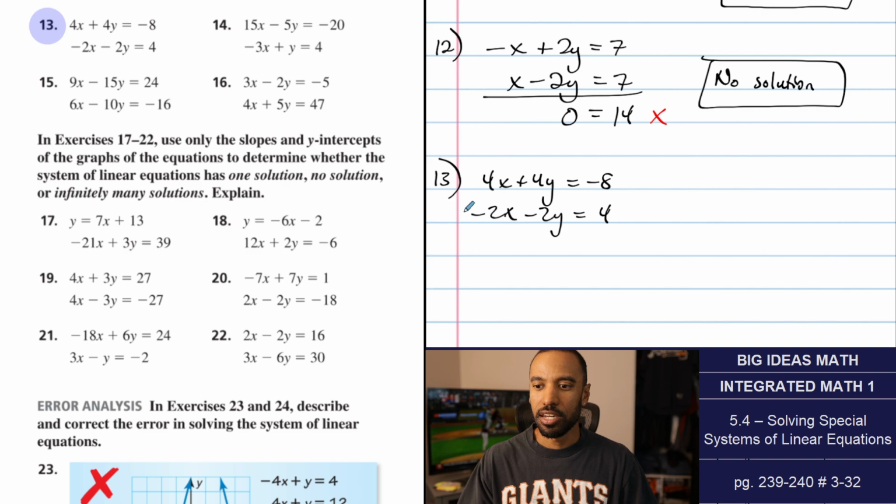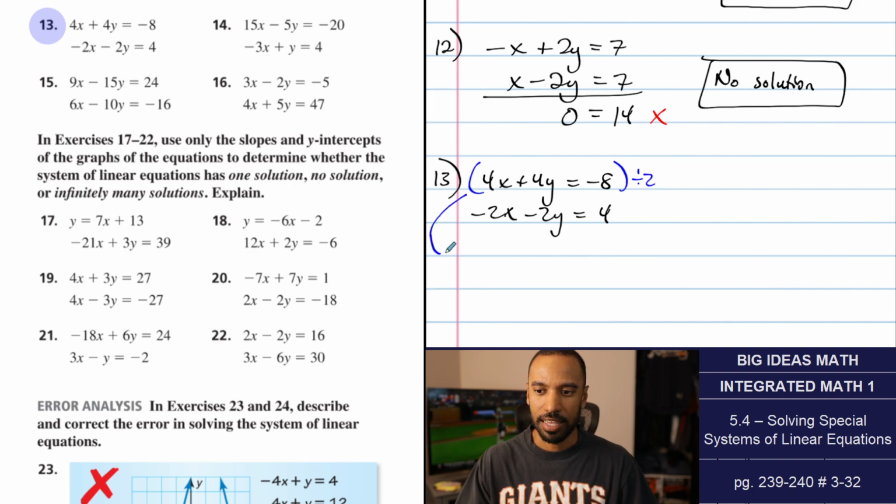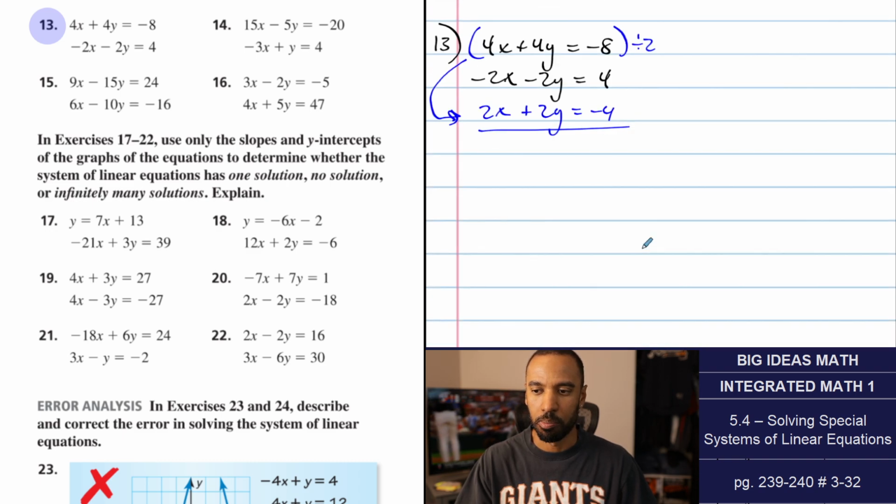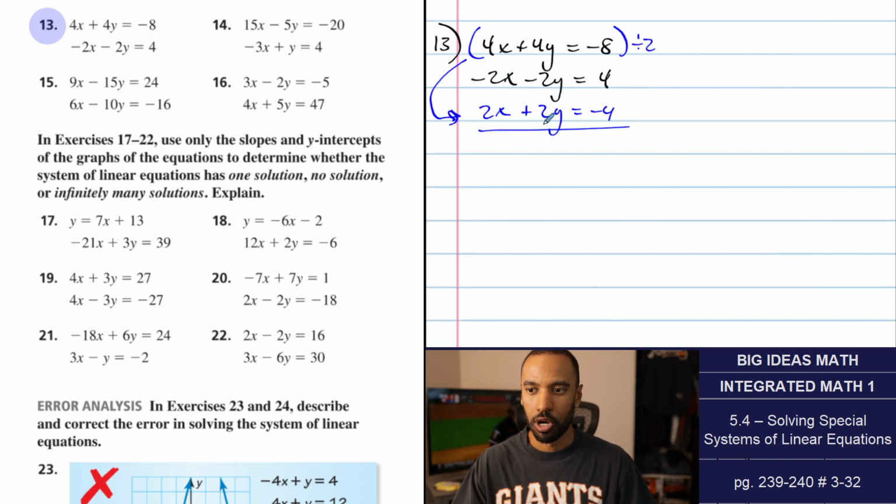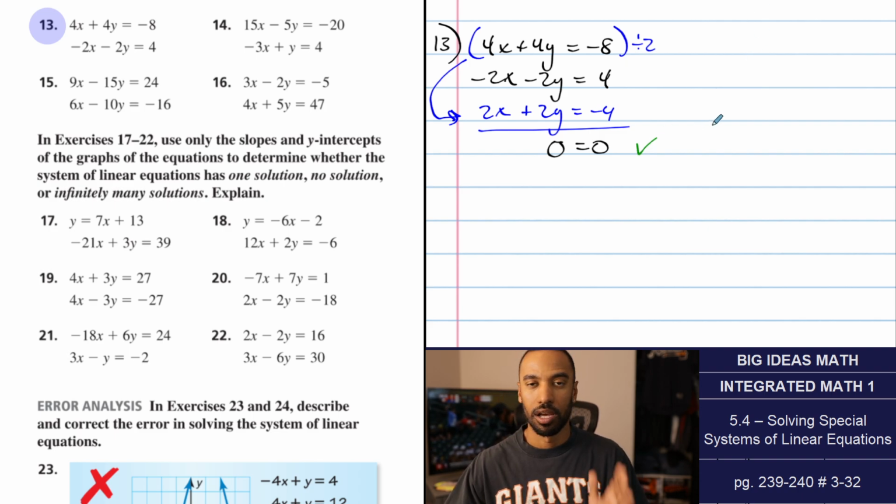But here's the thing. They did a lot of multiplication, right? Maybe they multiply this set by 2. I can divide this by 2 as well. You know what I mean? Divide these by 2, and you get positive 2x plus 2y, make them smaller, equals negative 4. It's whatever. It's up to you. Bottom line is everything's going to cancel. Boom, boom, boom. When I say cancel, I mean equals 0. So 0 equals 0, infinitely many solutions.